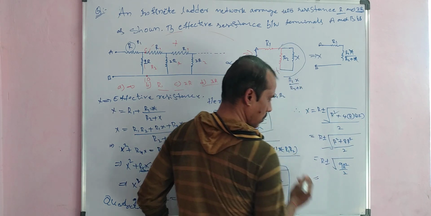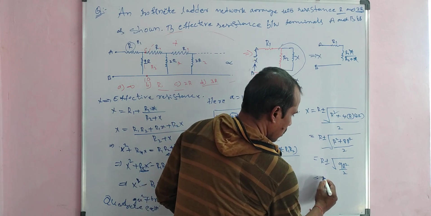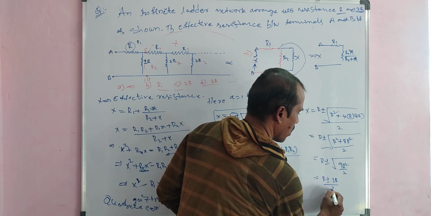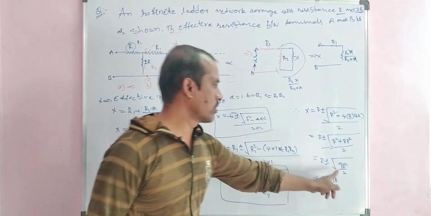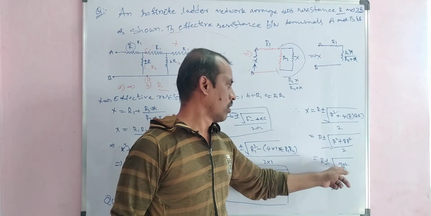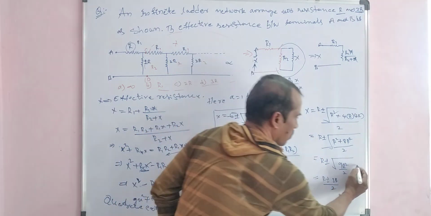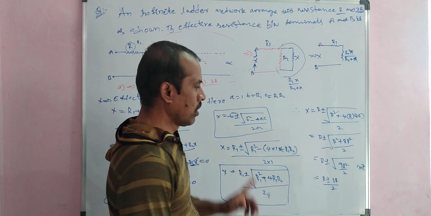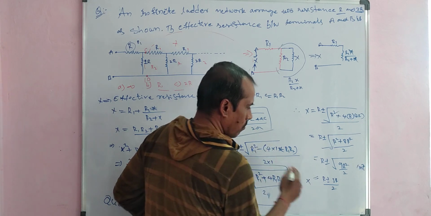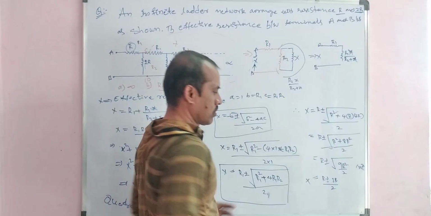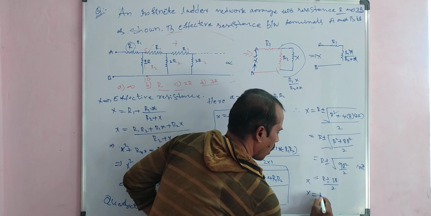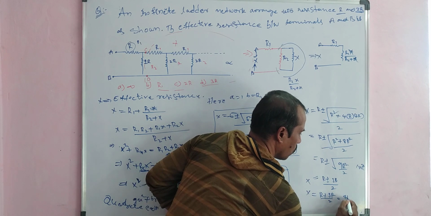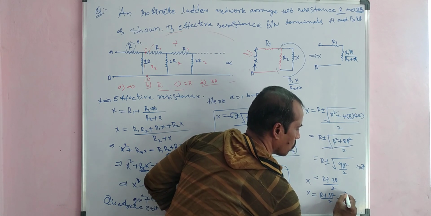divided by 2, which is equal to R plus or minus 3R by 2. The square root of 9R squared is 3R, cancel. X has two values, one negative and another positive. So for the positive value, R plus 3R by 2 is equal to 4R by 2, which is equal to 2R.